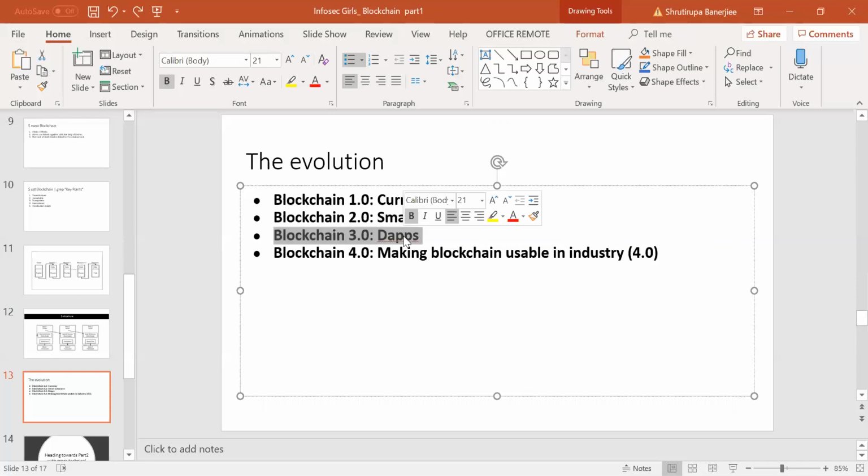Then blockchain 3.0, we have dApps. dApps are nothing but decentralized applications. So now you have an entire infrastructure, I mean an entire application with its front end, with its back end, and it has a blockchain behind. So whatever details you are having, you can store it in the blockchain. Also you can store it in another database. How you are actually connecting, you are linking the front end with the blockchain.